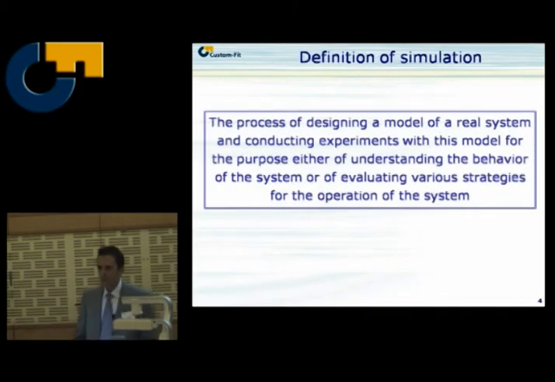So a definition that is often used for simulation is that it is a process of designing a model of a real system and conducting experiments with this model for the purpose either to understand the behavior of the system or to evaluate various strategies for the operation of the system.